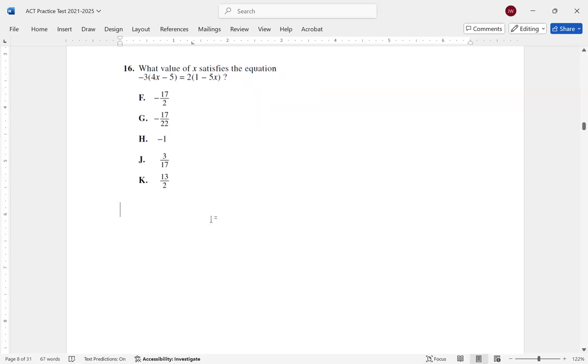Question 16. What value of x satisfies this equation? You could, if you want, try to plug in all these values, but that actually takes longer than just solving the equation. So I'm going to solve the equation. The first thing I would do is distribute the -3 into the parentheses. That would give me -12x plus 15 on the left-hand side. And then I distribute the 2 into the right-hand side parentheses, which would be 2 minus 10x on the right-hand side.